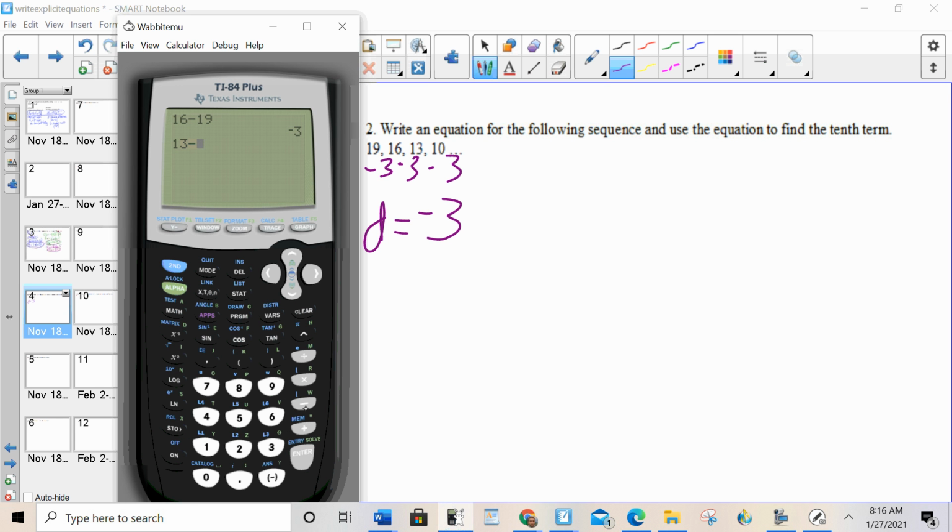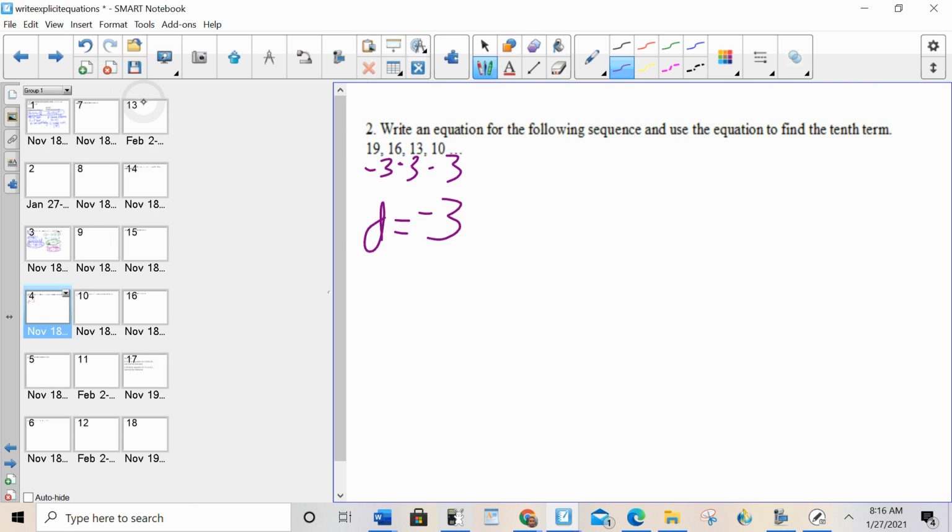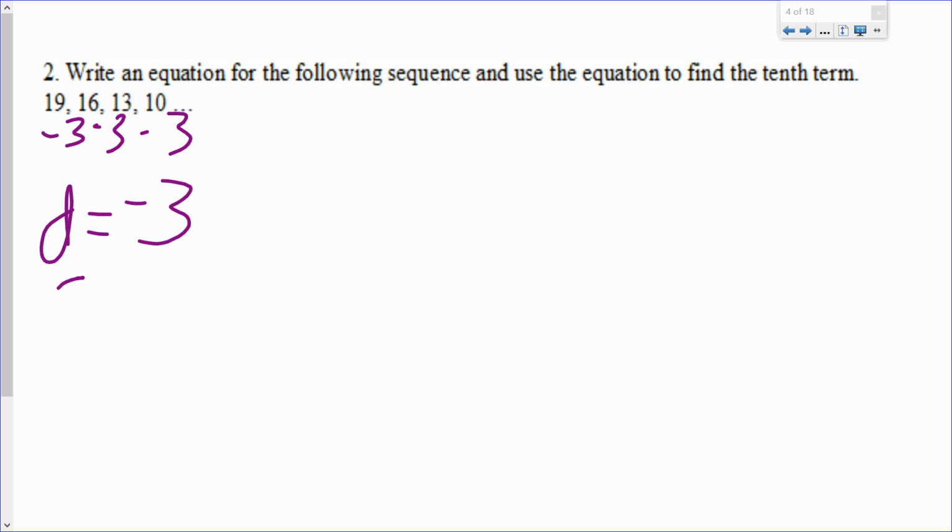13 minus 16, 10 minus 13. Since they all subtract to the same value, it's arithmetic, and the common difference is -3. So, since it's arithmetic, I use the formula an equals a1 plus n minus 1 times d.